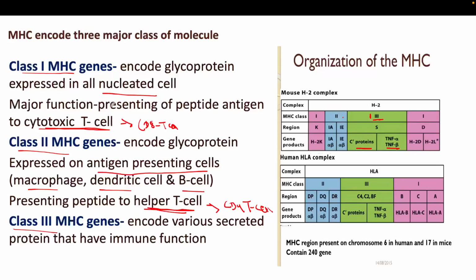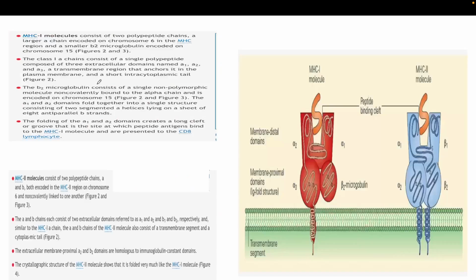Class 1 generally presents the peptide to the CD8 T cell or cytotoxic T cell, and class 2 MHC antigen will show the peptide to the CD4 T cell or helper T cell. Okay, and this is present only on the antigen presenting cell, whereas the MHC1 gene will be present in all types of nucleated cells. Okay, so this is the structure of MHC1 and MHC2 molecules.